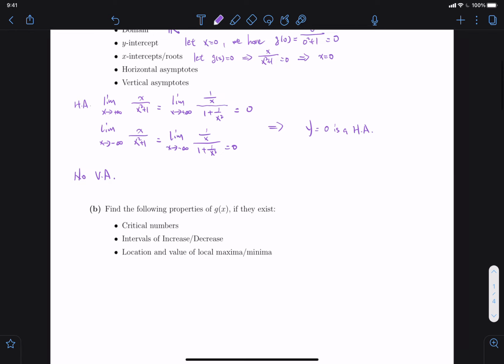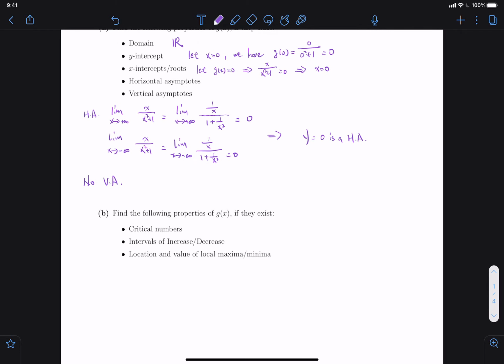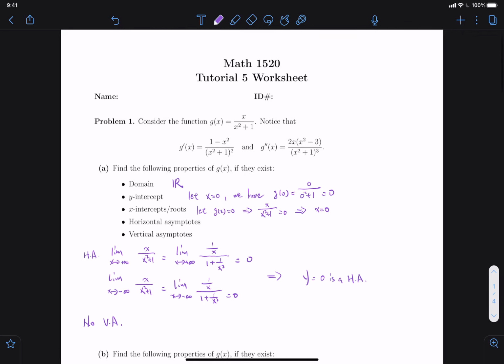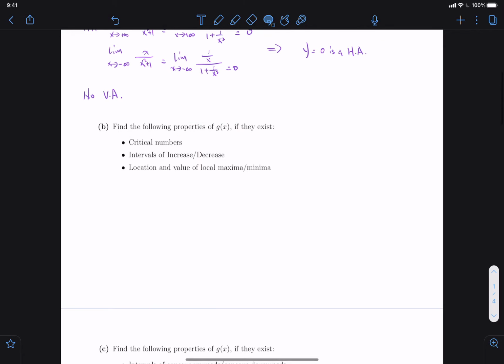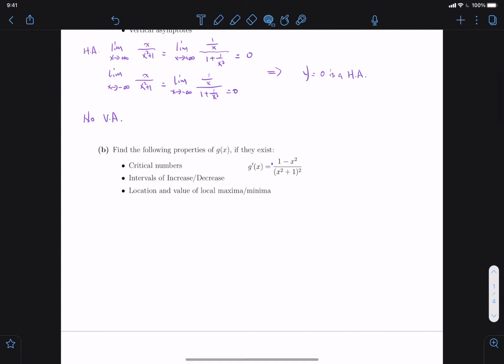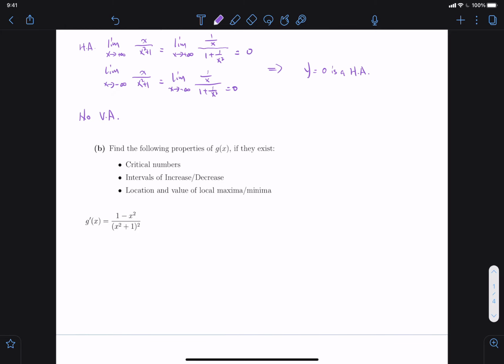And now let's take a look at critical numbers. For critical numbers, we're gonna take a look at the derivative. The derivative is this one, right? g'(x) equal to this. So this derivative always exists because the denominator is never 0, which is the same as the function. So we only have the type of critical number where the derivative is equal to 0, right? So you let this equal to 0, and then we have 1 minus x squared equal to 0, which shows that x is equal to positive and negative 1, right? These are the critical numbers.